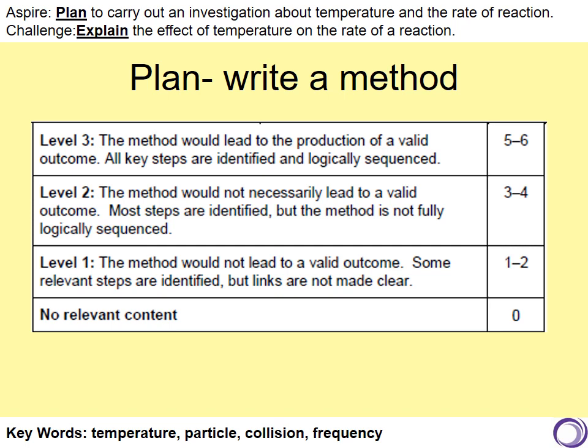When you see this in an exam, it means that you must list the control variables. Also, to gain a level 3 and get 5 or 6 marks, you would need to make sure that all your key steps are identified and they're logically sequenced. So let's have a look at how we might plan to do this.